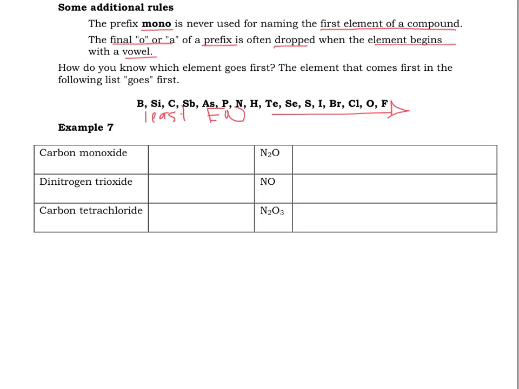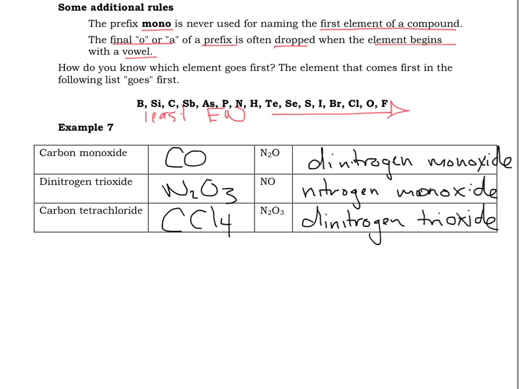Now, pause the video. I think most of you will probably have a fairly good handle on this naming. Try these examples and see how it goes. So these are the names. I got CO for carbon monoxide, N2O3 for dinitrogen trioxide, CCl4 for carbon tetrachloride. Just notice that for NO, there's no mononitrogen monoxide. So just remember that there's never a mono at the start of your compound.